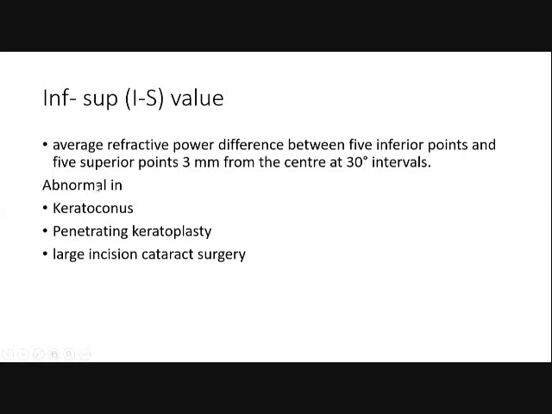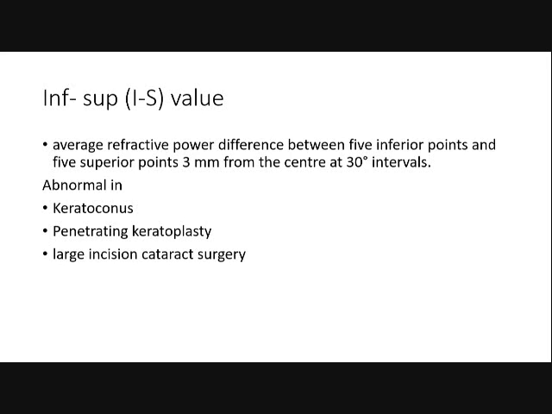And these are abnormal in keratoconus, as we have seen that in keratoconus, many a times the cone is inferior. So there is a difference between the superior half of the cornea and the inferior half of the cornea. And this IS value is disturbed whenever the points in the inferior and the superior part of the cornea are different. Similarly, after penetrating keratoplasty and large incision cataract surgery, the cornea is D-shaped, so the two halves, the superior and the inferior half, have different dioptric values.